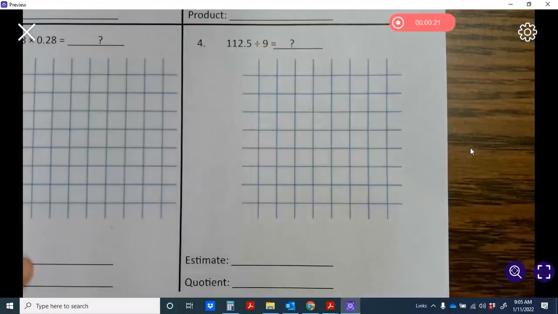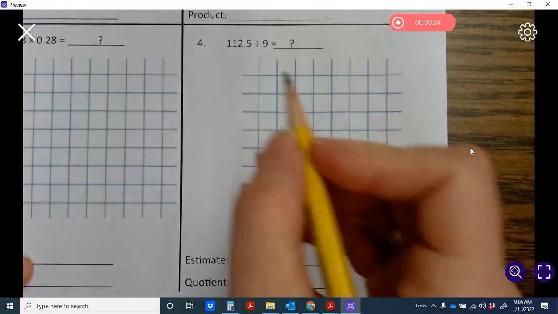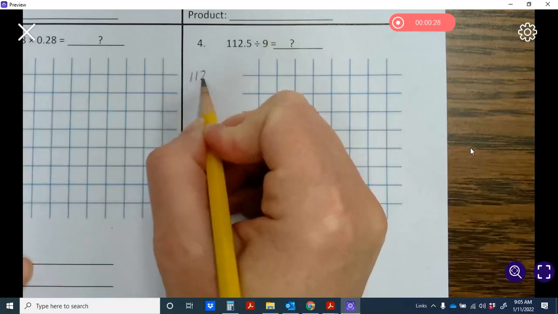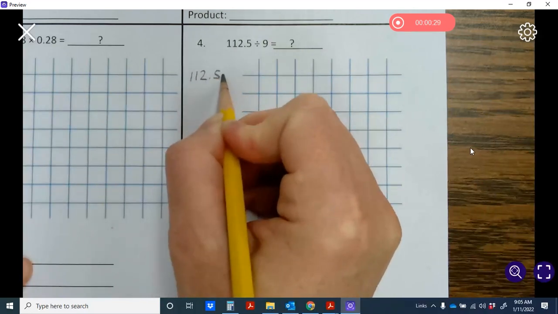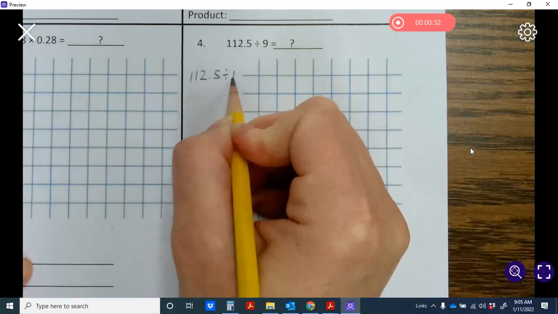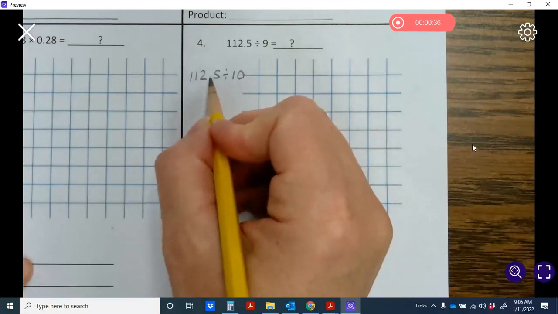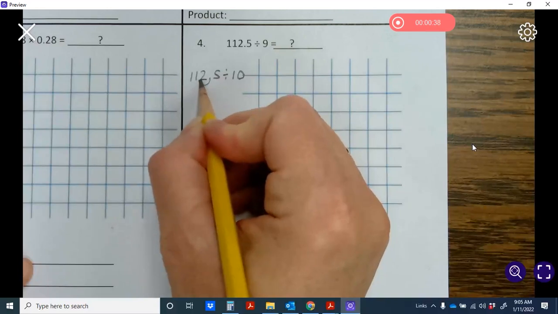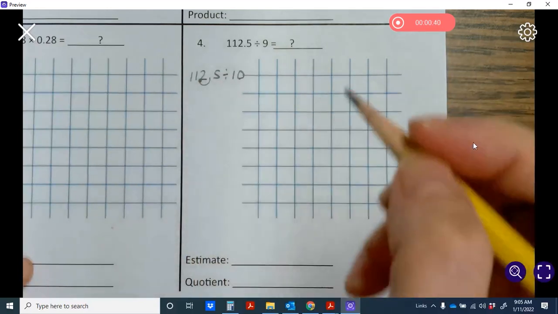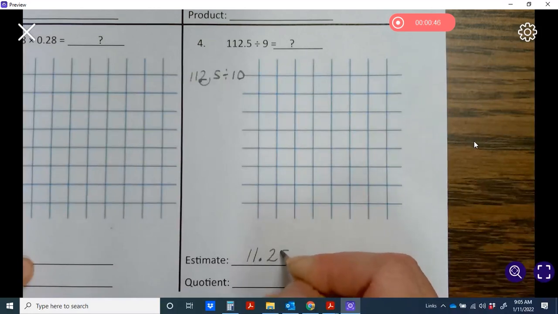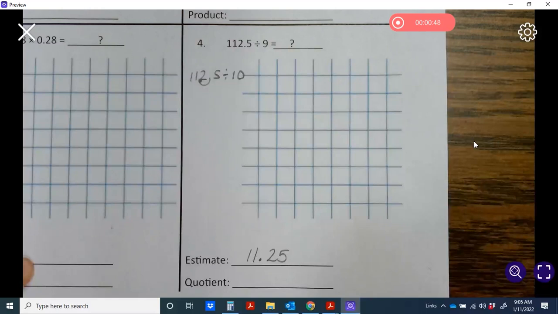Question number 4. First, we're going to estimate, and we have 112.5. So let's estimate that by dividing by 10. And we know when we divide by 10, we can move the decimal point over to the left 1 time. So our estimation will be 11 1/4, or 11 and 25 hundredths. Okay?